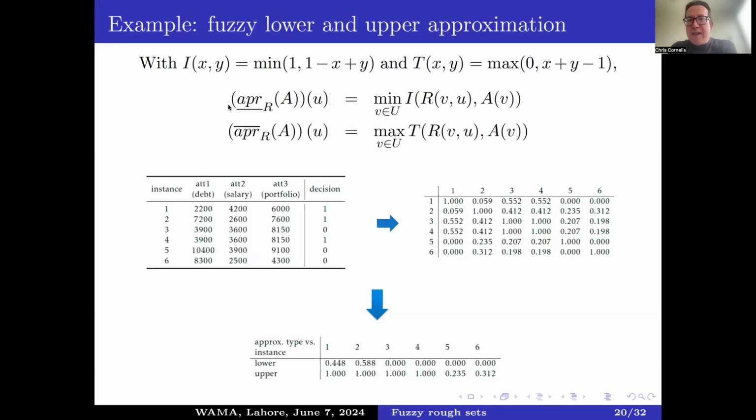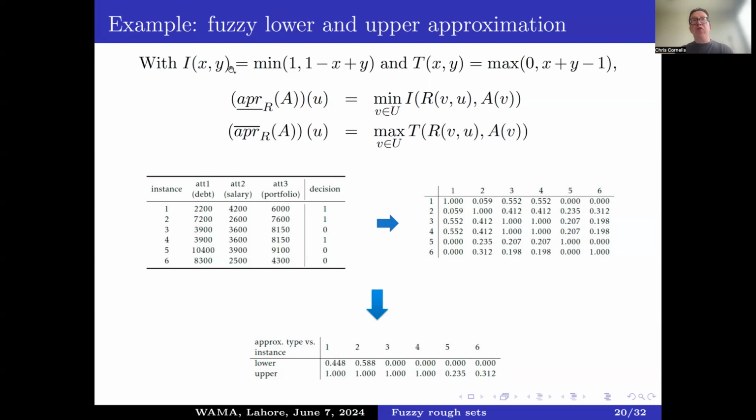So to help you understand these concepts a little bit better, I've applied them to our toy dataset of obtaining a loan. As fuzzy implication and fuzzy T norm, I've used the operators of Lukasiewicz, which are defined as here. So I(x,y) is the minimum of 1 and 1 minus x plus y, and T(x,y) is the maximum of 0 and x plus y minus 1. But in general, you can use any combination of a fuzzy implication and a T norm.